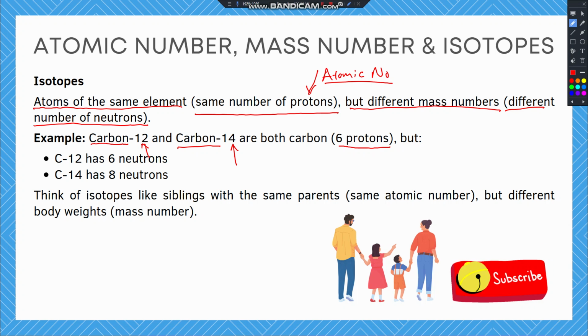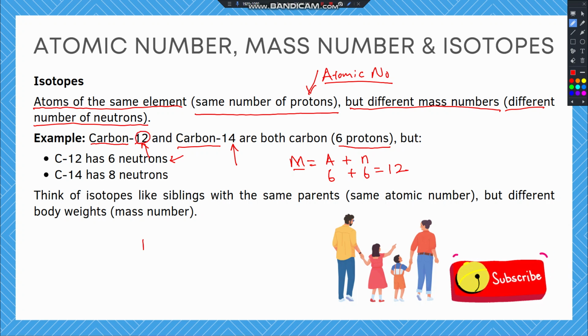Now look at the first one. In the first case, carbon has 6 neutrons, and you know that mass number is equal to the atomic number plus number of neutrons. So for the first one, the mass number will be equal to the atomic number 6 plus the number of neutrons, which is 6. That gives us 12. That is why we have 12 over here as the mass number of the first isotope.